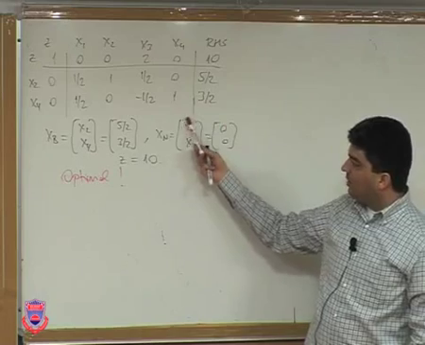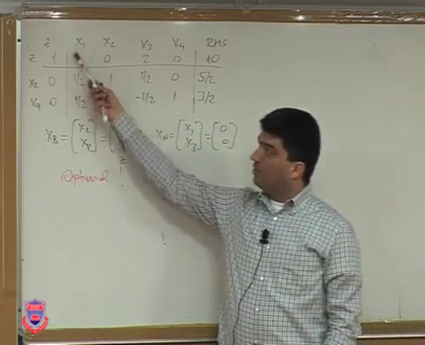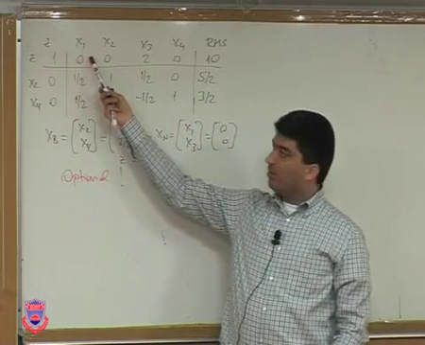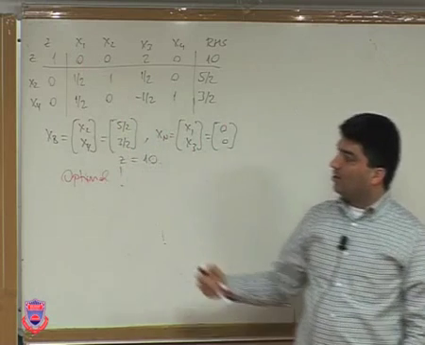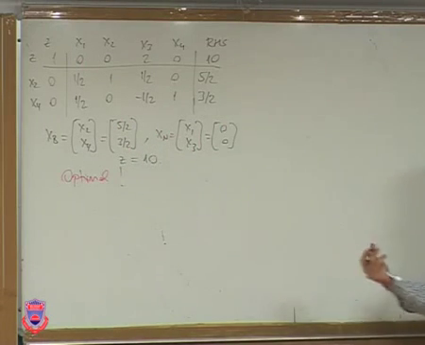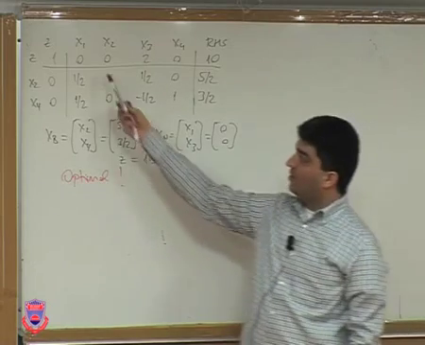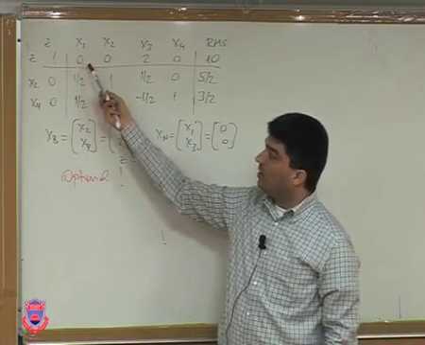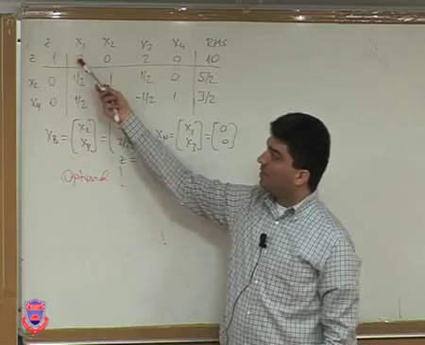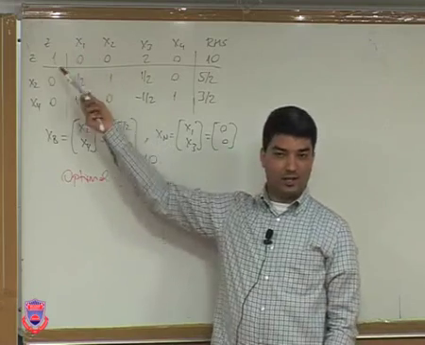On the other hand, if you look at x1, the coefficient of x1 is equal to 0. So what does that mean? If I increase the value of x1, how is z affected by that? Exactly. From this tableau, since x1 is a non-basic variable, and since its coefficient in row 0 is equal to 0, that means that if I increase the value of x1, then the value of z will not change.